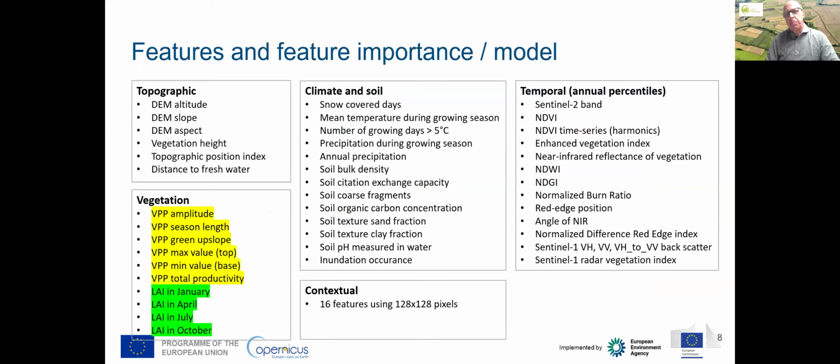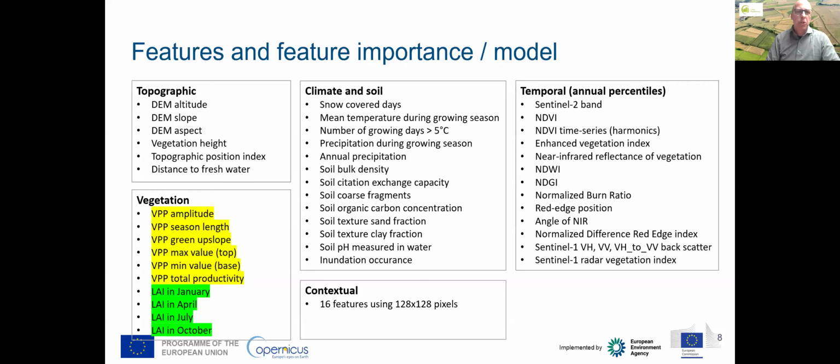Then there is a number of temporal data, which is coming directly from the EU, so Sentinel-2 data, which is calculated as annual percentiles, number of indices, both Sentinel-2 and Sentinel-1. And then there is also the contextual box, which is looking at a surrounding box around the pixel of 128 by 128, and characterizing through some vectors at least the context.